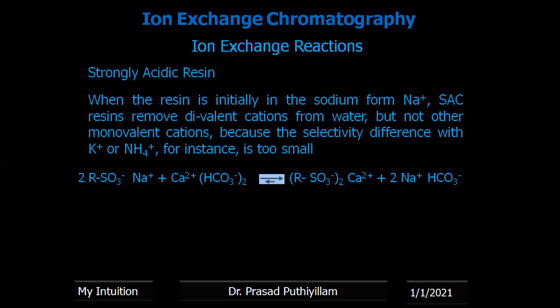Whereas with the divalent cations, with a two valency, Ca2+ or Mg2+, that is possible even with the Na+ form. Okay, so RSO3- Na+ form. Initially, in the previous slide, I explained about the H+ form. Here it is the Na+ form. It can react, and the possible reaction is also a reversible reaction.